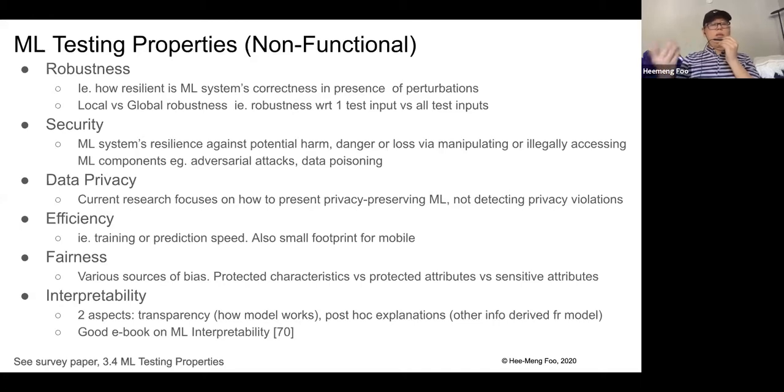And then the next one is interpretability, and this is also a big area because remember there were all these self-driving car crashes. How do you troubleshoot things like that? For those of you who work with deep neural networks, it's non-trivial to figure out why it's not working the way it's supposed to be working. But there's a very good ebook on this, and the link to that is in the paper.